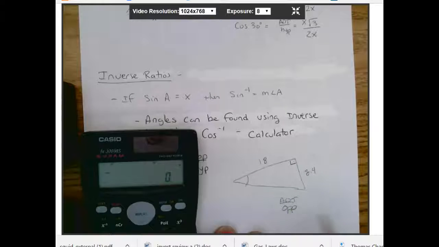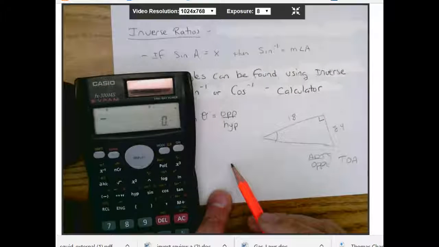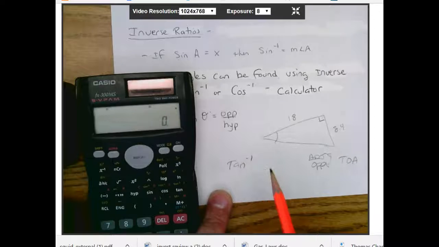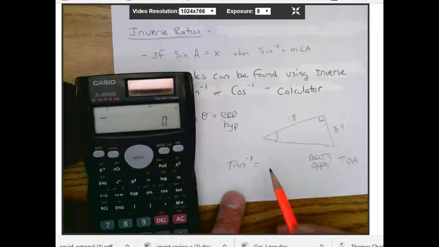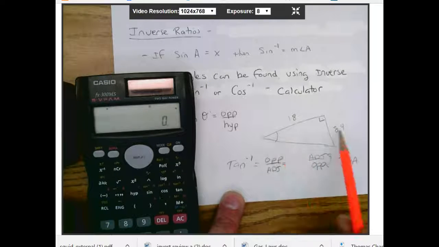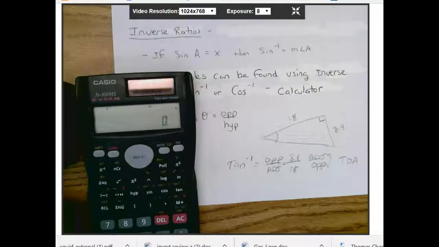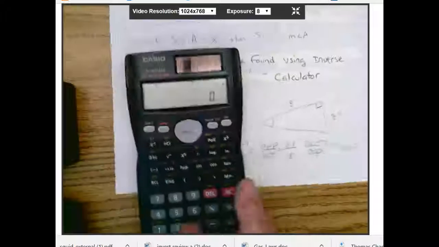It's adjacent over opposite. Okay, and we look at our SOH CAH TOA. We want to use TOA. It's going to reverse these, I guess. So then we'll put that over here. So that's going to be the tan. And we're going to do the inverse on this one. Well, we know what the ratio is. It's the opposite over adjacent. Plug that in. The opposite is 8.4. Divide that by 18. We do that on a calculator.